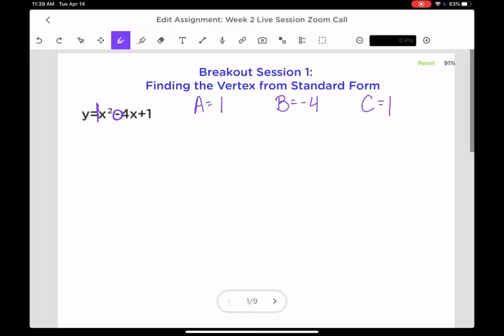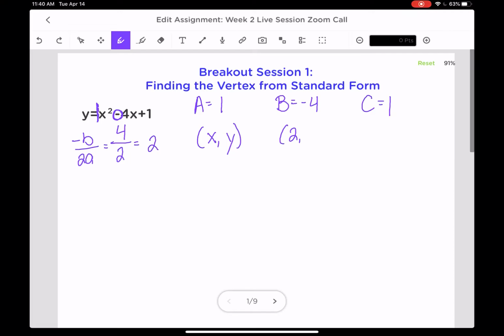So to find the vertex, I can start by finding the x value of my vertex by doing negative b divided by 2a. If I look at my a, b, and c values, my b value is a negative 4, which means negative b would be a positive 4. All of this is being divided by 2 times a. My a value is 1, so 2 times a is 2. So 4 divided by 2 is 2. This means that the x value of my vertex is going to be a positive 2.